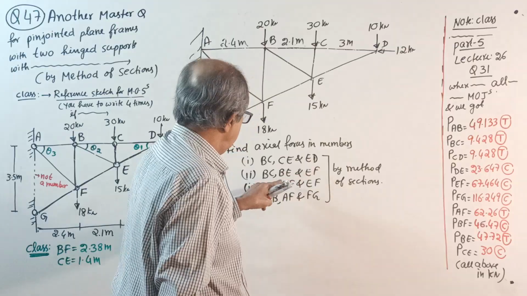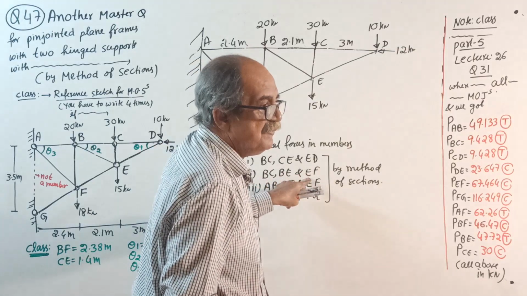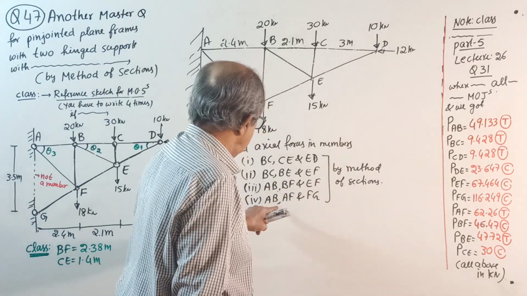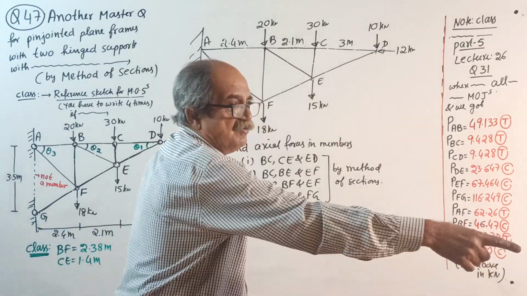Okay, now see, Manisha: BCCEED, BCBEEF, ABBFEF, ABAFFG. Yes, I noted it down there in the paper.